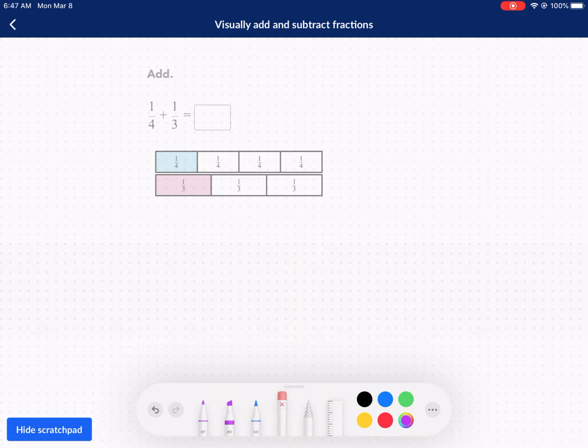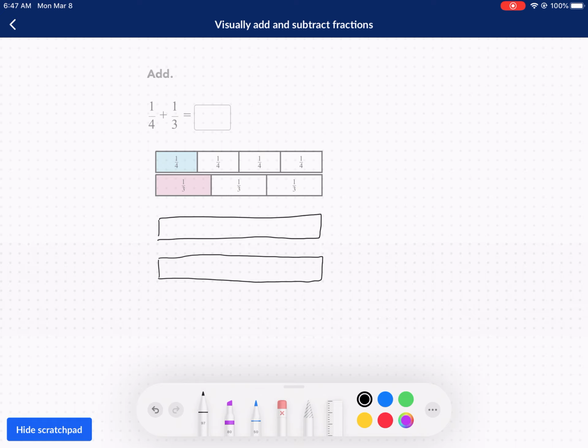So our first step should probably be to redraw both of these little squares so that they have the same denominator. Now, how do we do that? Well, we have to essentially chop these up into smaller bits. Instead of 4 per bar, we need a little bit more than that. And then instead of 3 per bar, we need a little bit more than that, because we want these little slices to be the same.